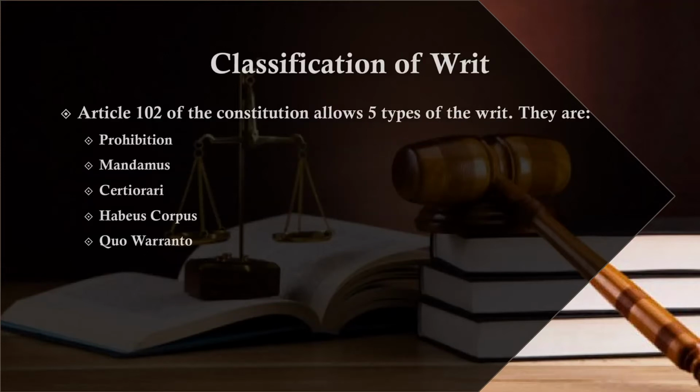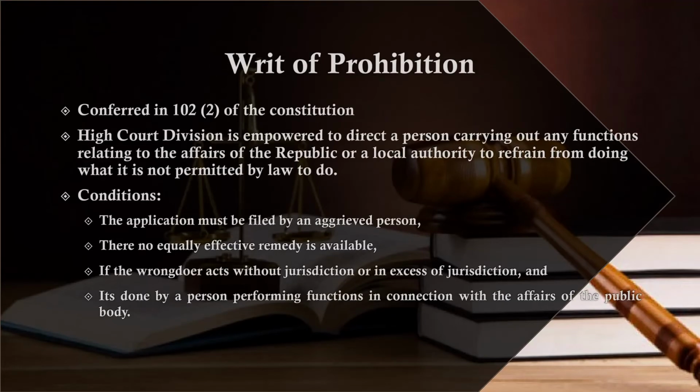Article 102 of the Constitution allows 5 types of writ. They are writ of prohibition, writ of mandamus, writ of certiorari, writ of habeas corpus, writ of quo warranto. At first, let's talk about writ of prohibition.